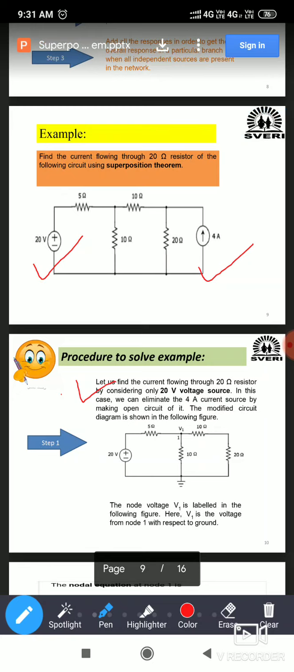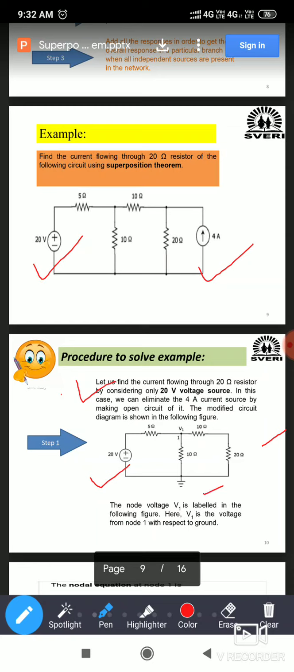So here, the 20 volt voltage source you have to keep as it is, while the 4 ampere current source you have to replace by an open circuit. If you are observing the right hand side, there should not be a current source because we have replaced that current source by an open circuit. So after keeping the 20 volt voltage source as it is and replacing the 4 ampere current source by an open circuit, the new circuit becomes as shown in the diagram here.